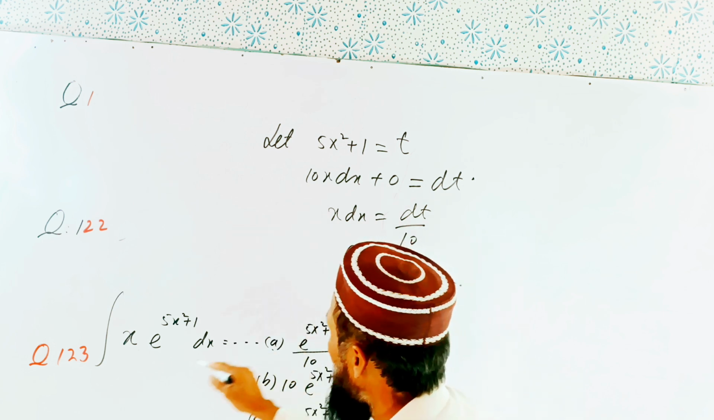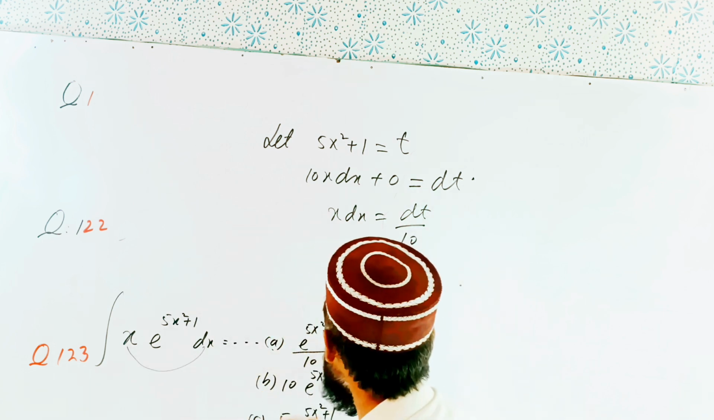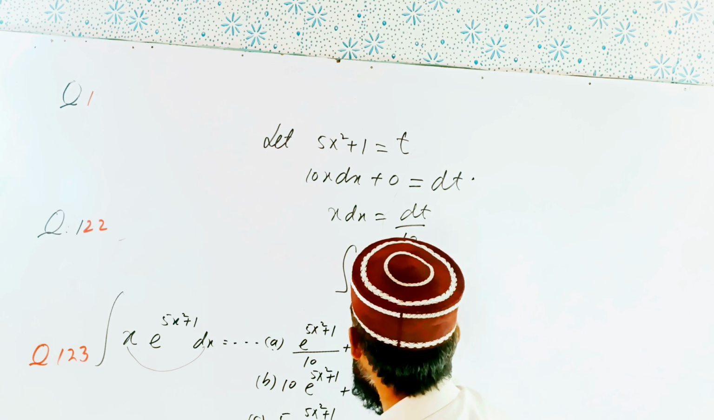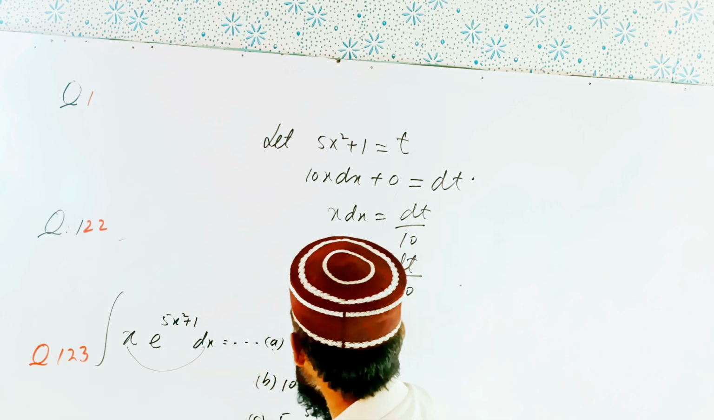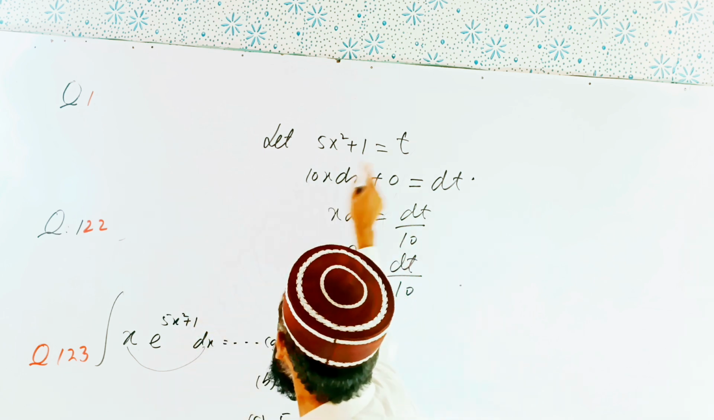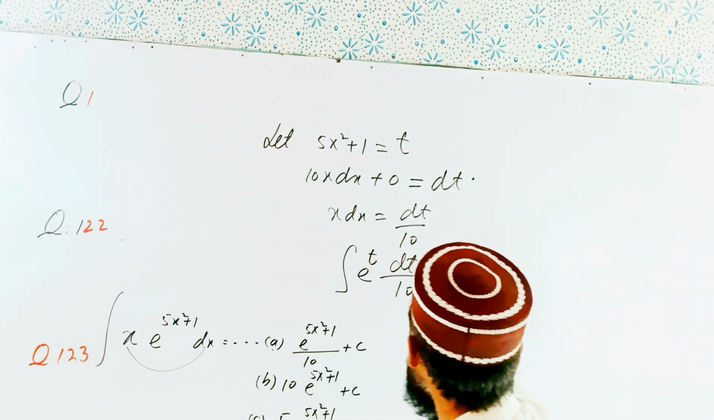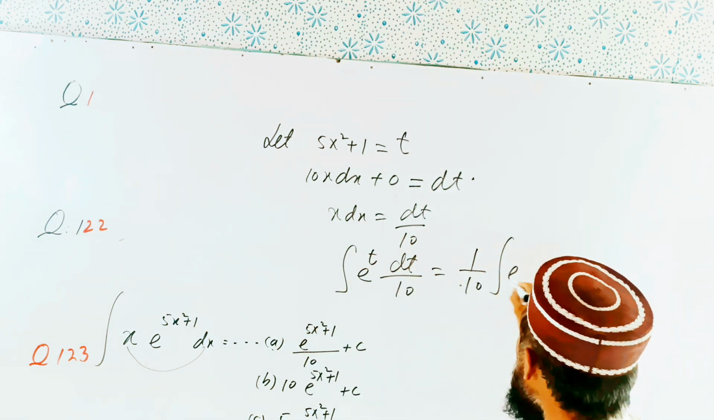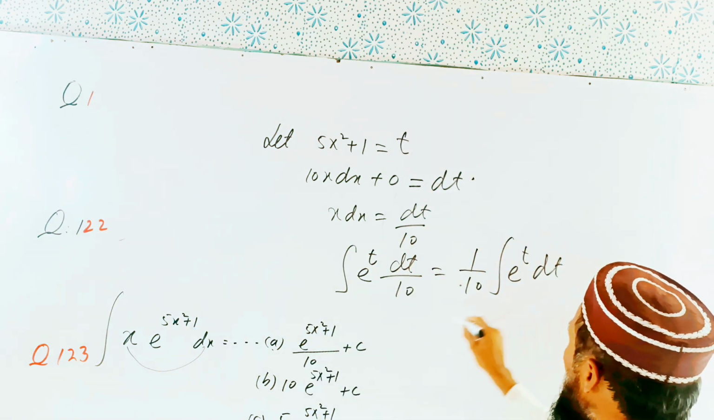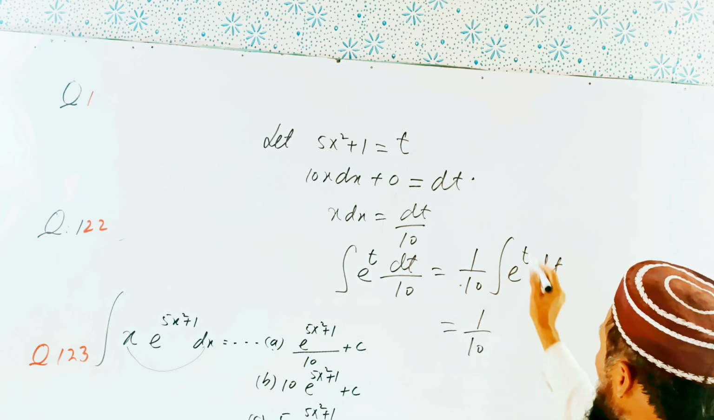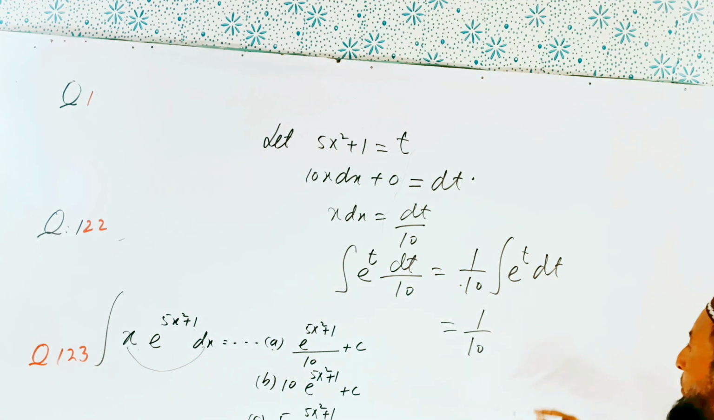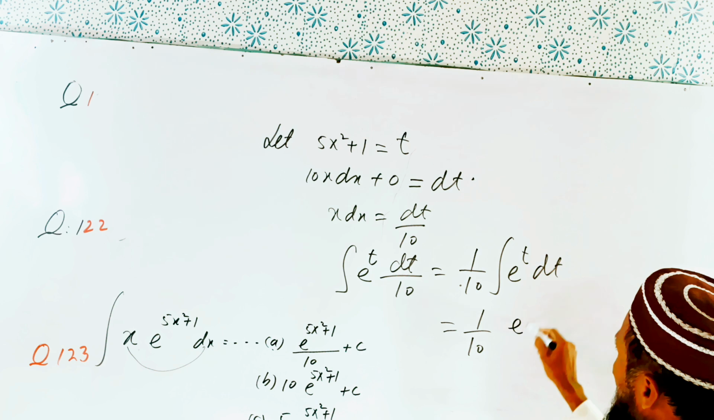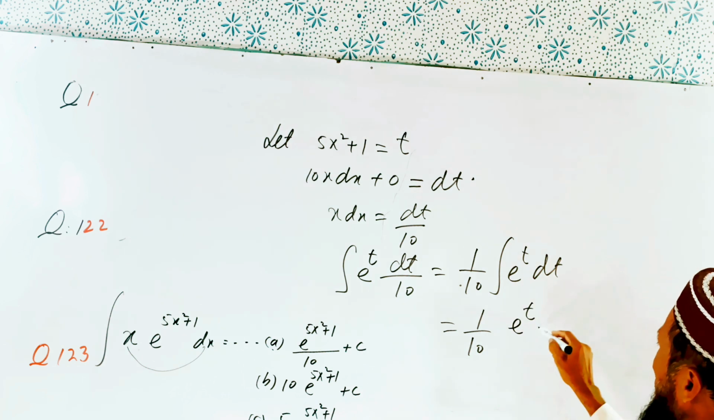Now we substitute this result. We put dt divided by 10, and in place of the exponent we put t. So we get the result 1 by 10 integration e power t dt. So 1 over 10. As we know that the integration of e power x is e power x, here it is e power t, and further the derivative of t is equal to 1.